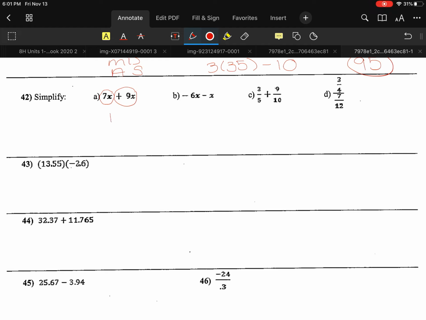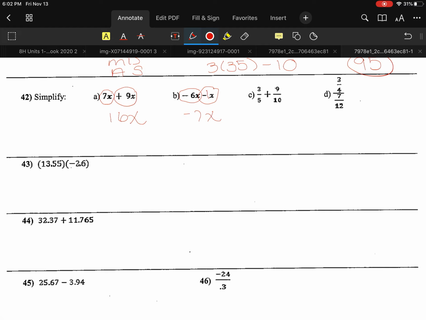These are expressions. I can combine like terms. There's no equal signs. It's just 16x, and that's done. There's nothing else you can do. If there's no coefficient, you can give it a 1. So now I have negative 6x minus 1x, negative 7x. Done. That is an expression.